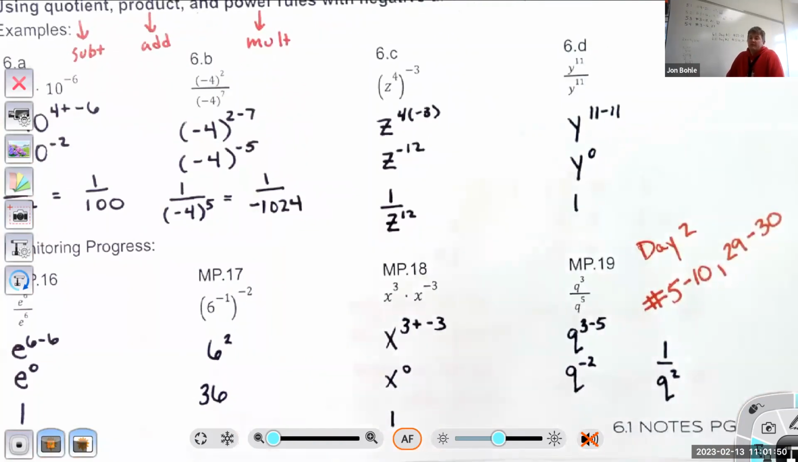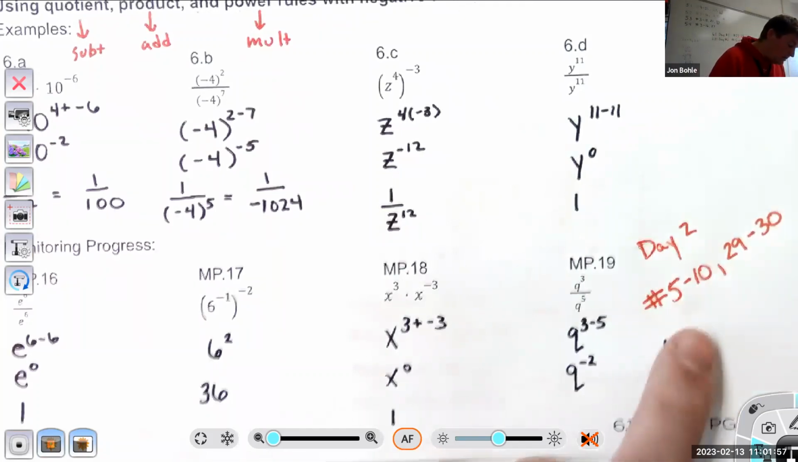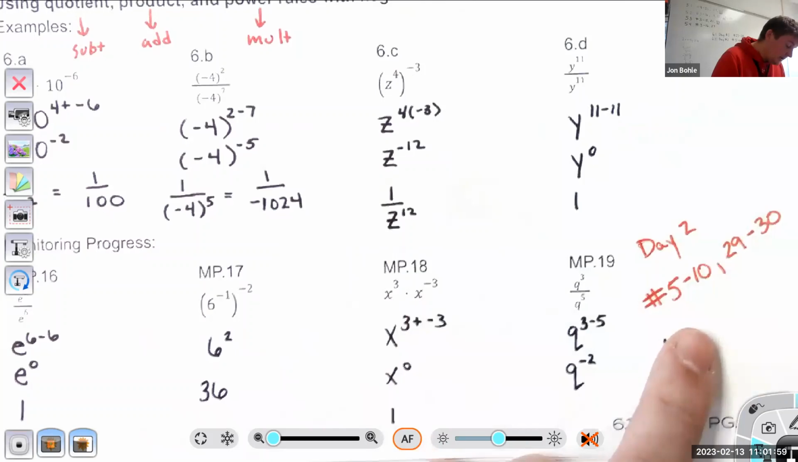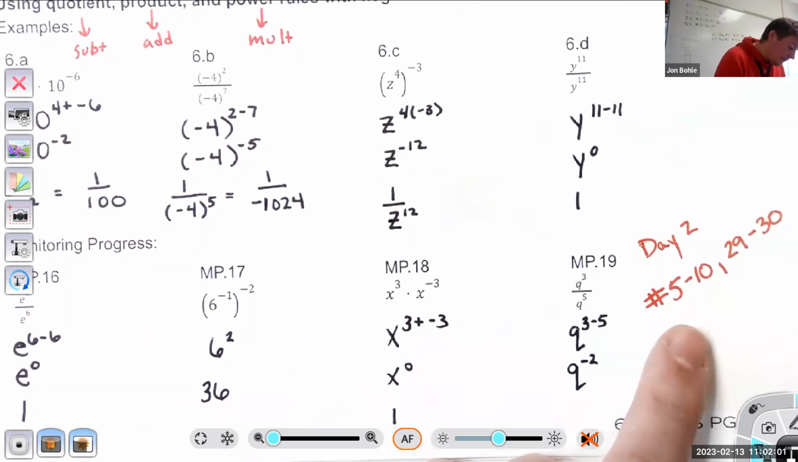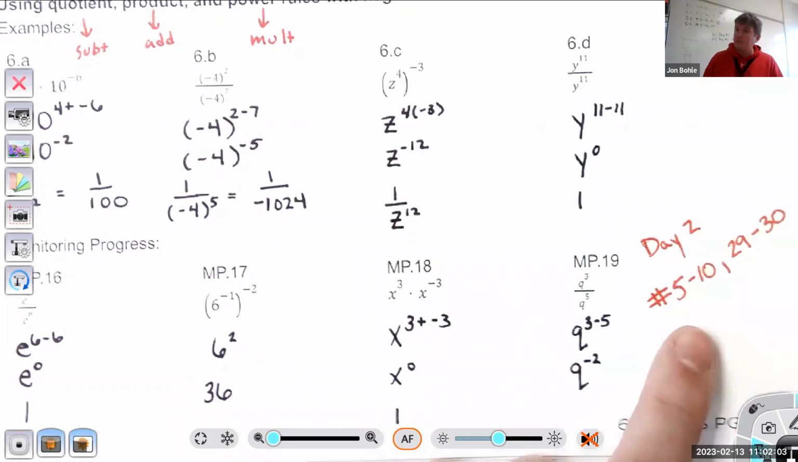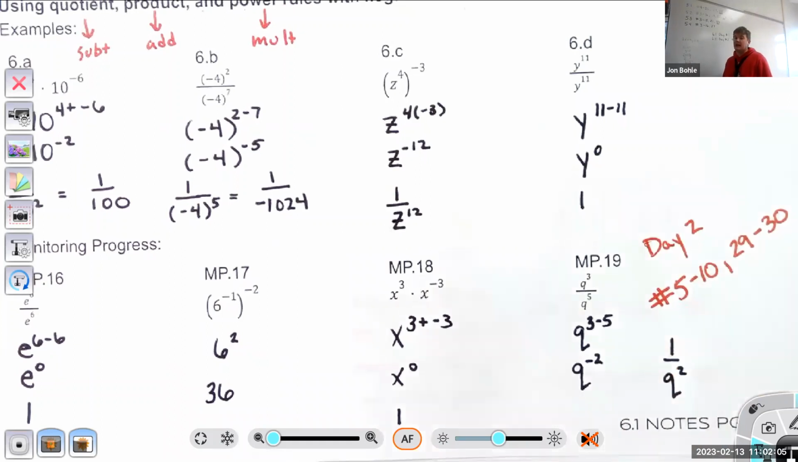Okay, so 5 through 10, number 29 and 30. I'm going to ask that you do all of these problems to get the learning target, with the exception that you can skip 9 and 10. You should be able to do 9 and 10, but they have more layers to them than the other ones. So the bare minimum you have to do to get the learning target is all of these except for 9 and 10.